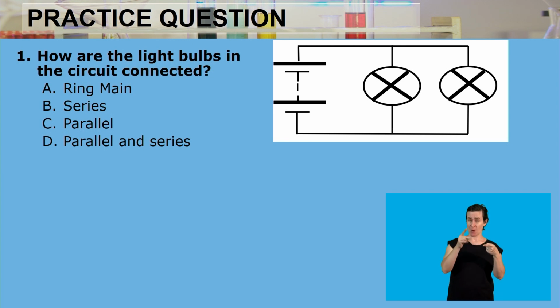how are the light bulbs in this circuit connected? So we need to remember that there are two types of connections. The circuit and the light bulbs can either be connected in series or connected in parallel.